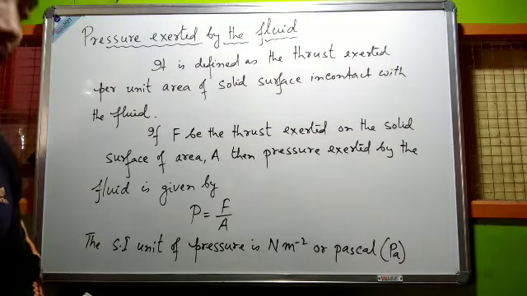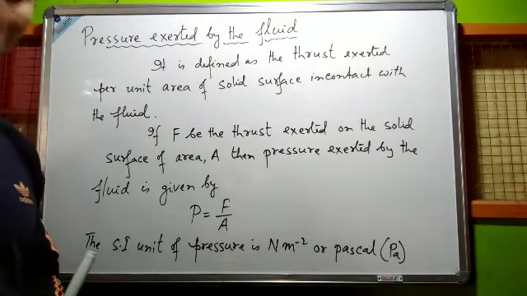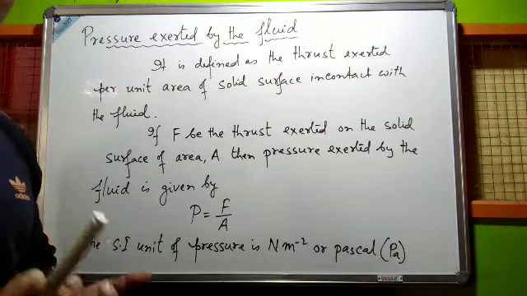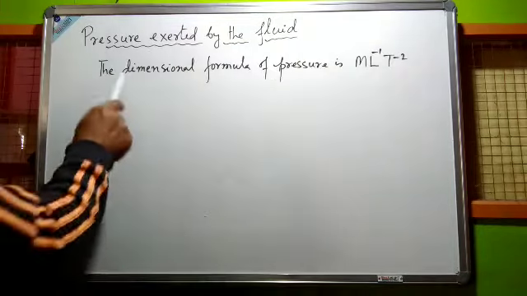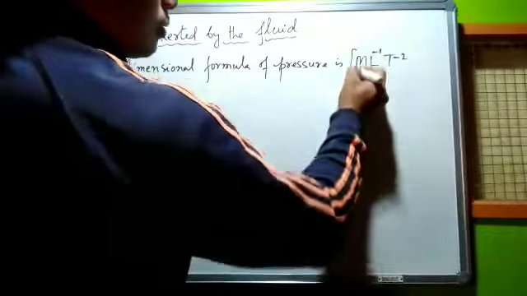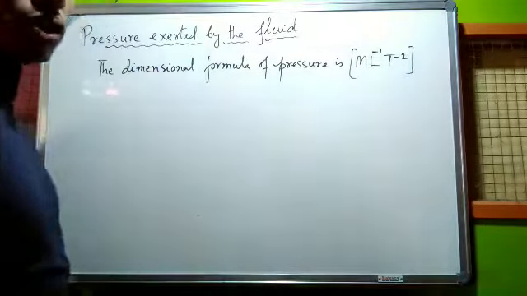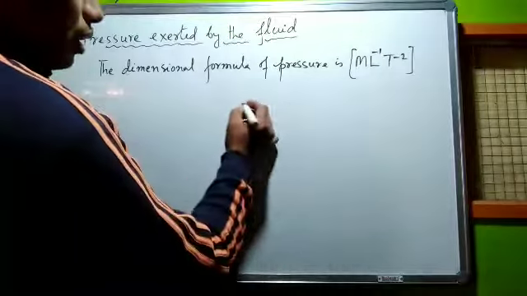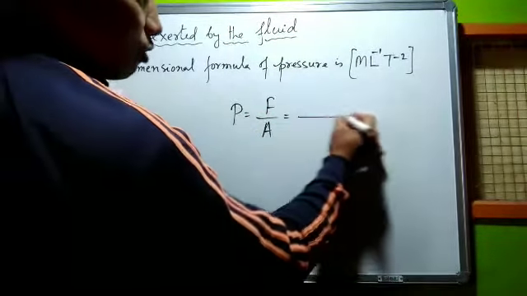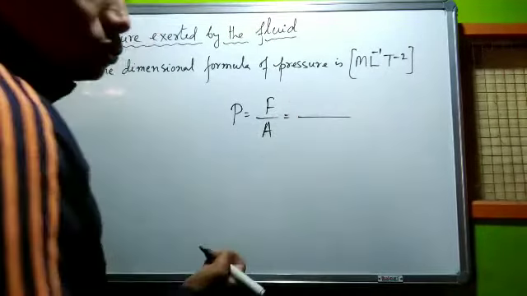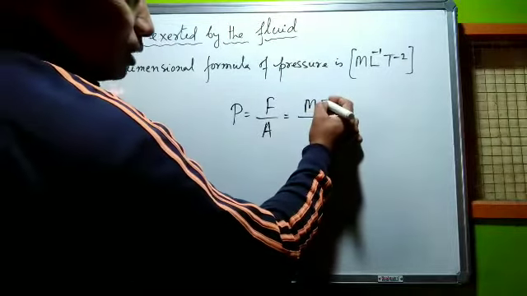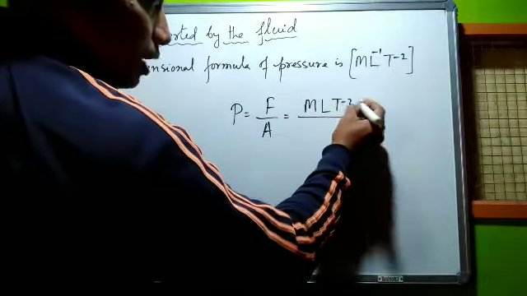And again, from this we can write the dimensional formula of pressure. Pressure is a scalar quantity. The dimensional formula of pressure is M L inverse T minus 2. Pressure is force divided by area. The dimensional formula of force is mass into acceleration. The mass is denoted by capital M. Acceleration is meter per second square, L T minus 2.